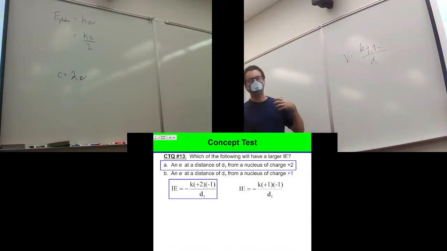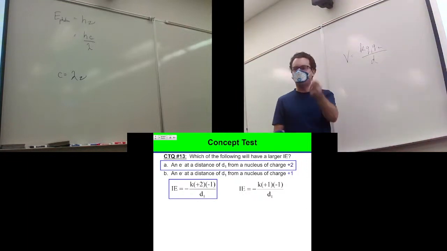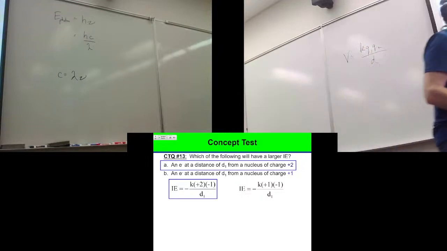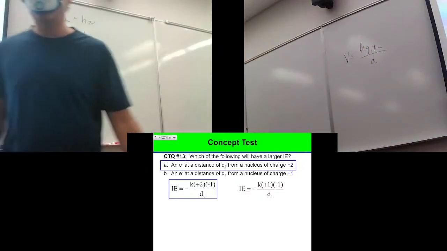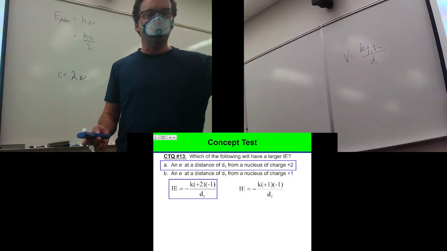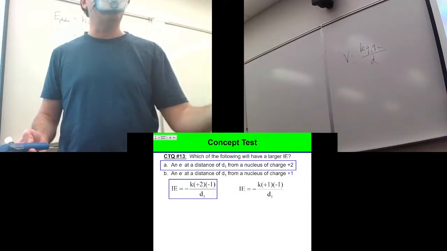All right, so a nucleus with a +2 charge, 2 protons, is going to have a higher ionization energy than a nucleus with a +1 charge. And that should make sense to you conceptually. If I've got an electron and it's attracted to a nucleus, it's going to be more attracted to a stronger positive charge than a weaker positive charge. So with a nucleus with more protons, that electron is going to get really stuck on that, and it's going to be harder to remove. So you'll need a higher ionization energy to remove it.